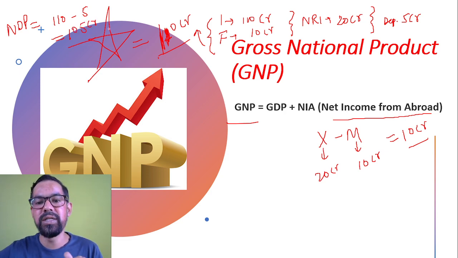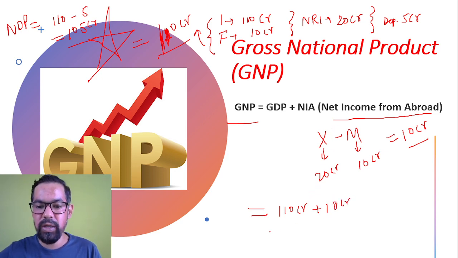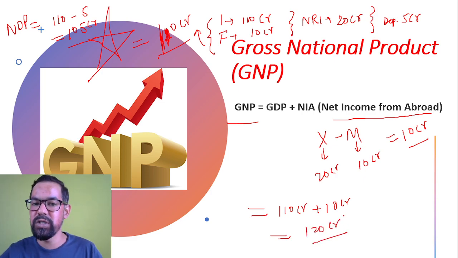If you calculate GNP, gross national product, what will be your outcome? Your GDP is 110 crores, plus your NIA is 10 crore. So in this particular case, your GNP will be 120 crore rupees. So this is very simple. Hope you get this particular one.